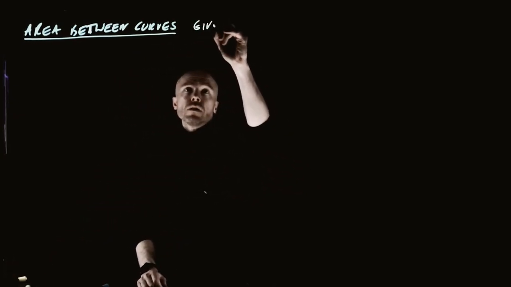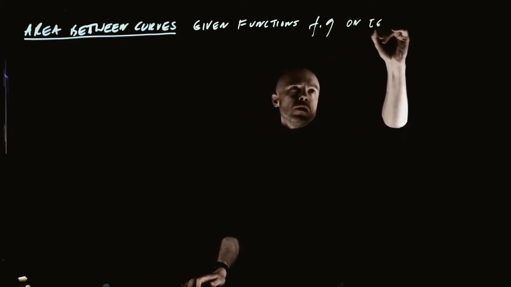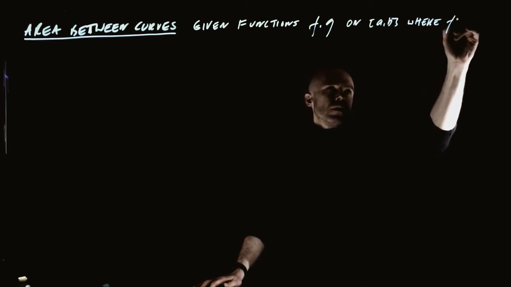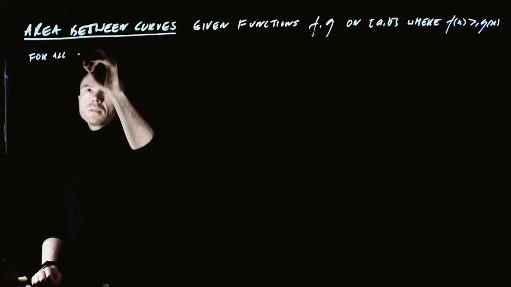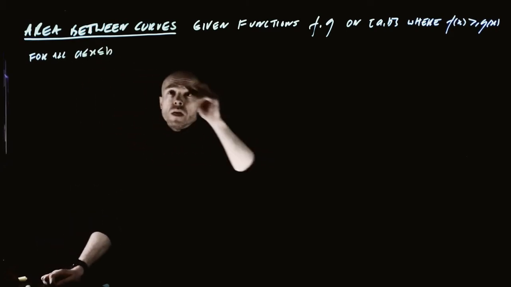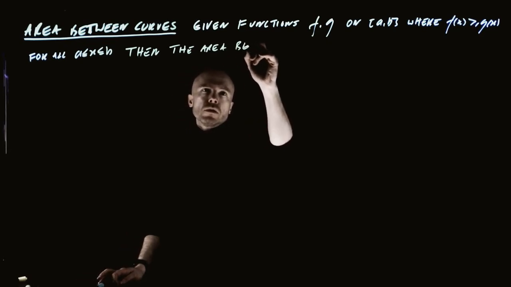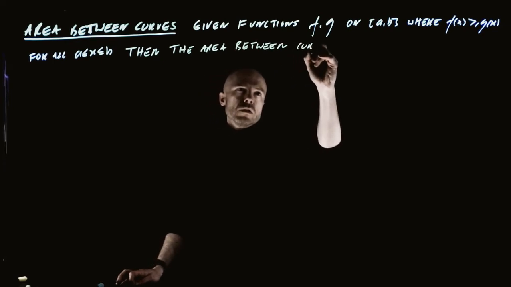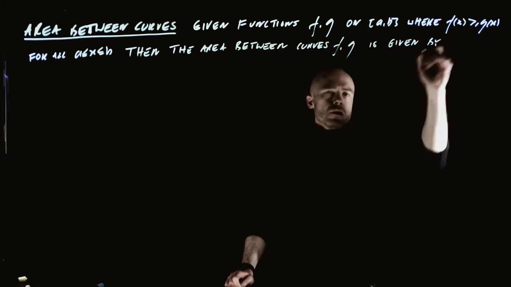So what is this about? Given two functions, f and g on the interval [a, b], where f of x is greater than or equal to g of x for all x between a and b, then we claim the area between the curves f and g is given by this expression.